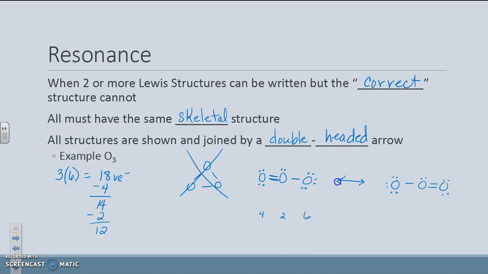So when you draw them, you'll have to draw both of them, and you'll show them with this double-headed arrow here to show that these two have resonance. And it doesn't mean that it stays in this one form and then flips to this one form and then goes back. No, it doesn't do that. It just means that these are possible ways that these could be shown, but the electrons are actually just kind of hanging out. And I'll talk more about that in class.